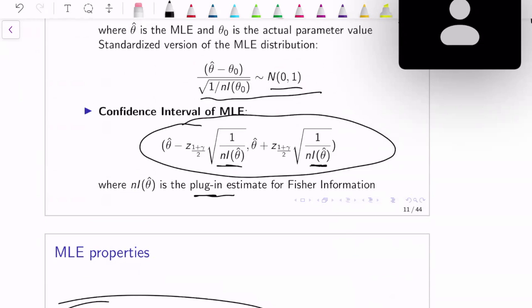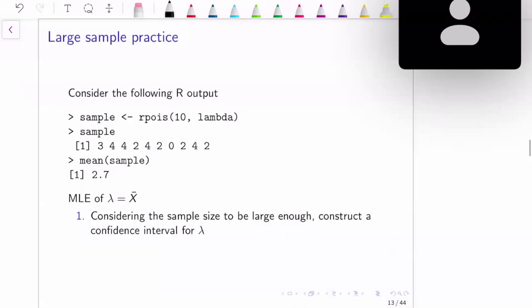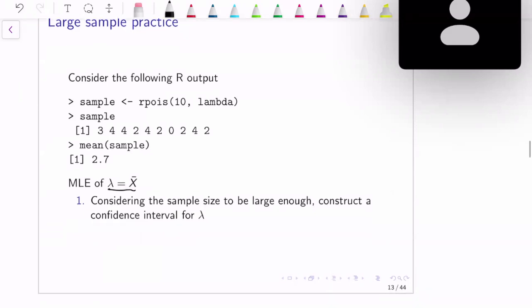So, I think there should be a problem now. Yep. So again, it's just giving 10 random samples from a Poisson distribution. And then I gave you guys the mean and also the MLE of lambda. And then it's just asking for a confidence interval for lambda. So I'll give 2 minutes for this problem and then I'll go over it.